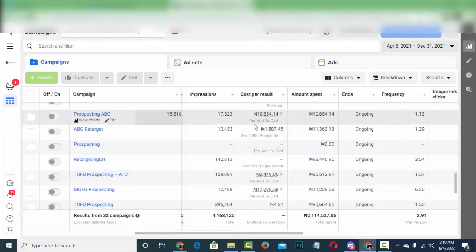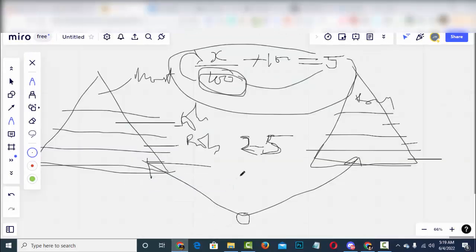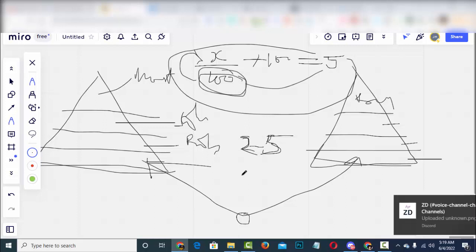Look at this one, 10,000 add to cart. I just turned it off, right? And this is what happens when you truly know your numbers and you understand your numbers. You know how much you should be paying. You know how much a sale should cost you. You know how much a lead should cost you. But this takes time. Like I said, it's numbers.